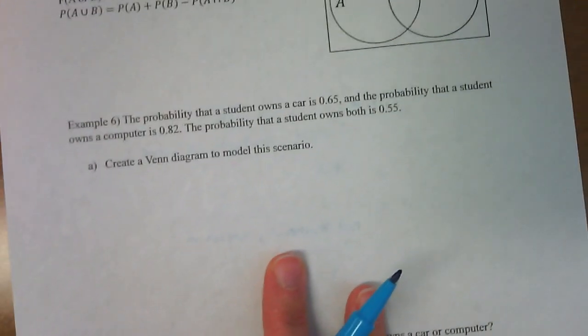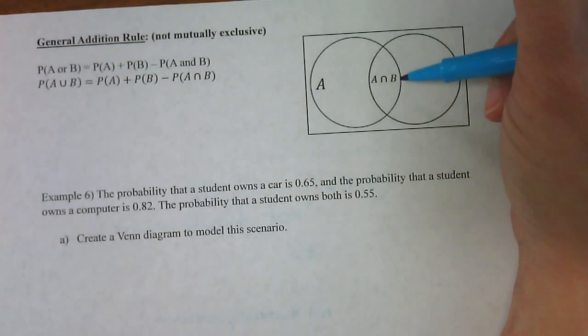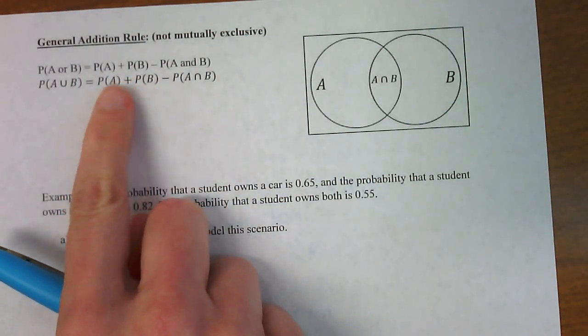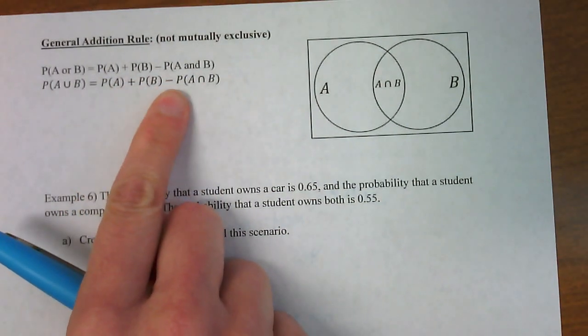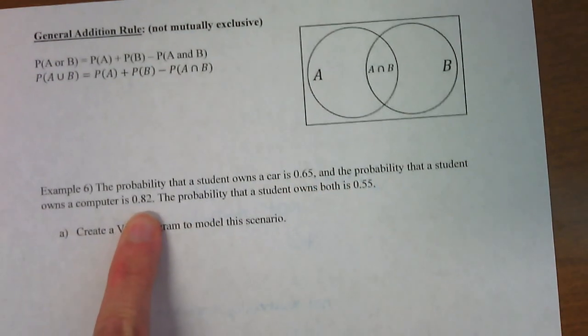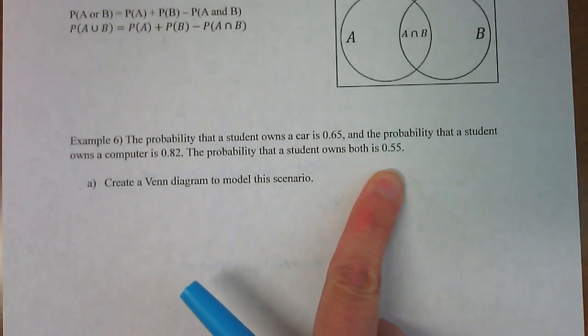All right, next we're going to look at when events are not mutually exclusive, so when we have an overlap. Okay. So when they overlap, we add the probabilities of the two events, but then subtract anything that overlaps. Okay, so it says the probability that a student owns a car is 0.65, and the probability that a student owns a computer is 0.82. The probability the student owns both is 0.55.